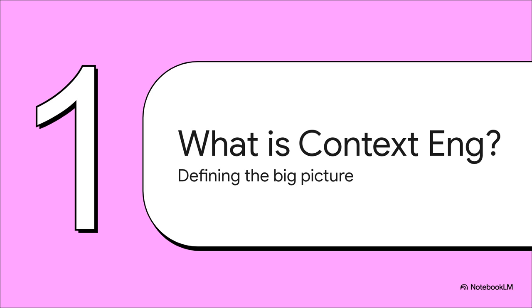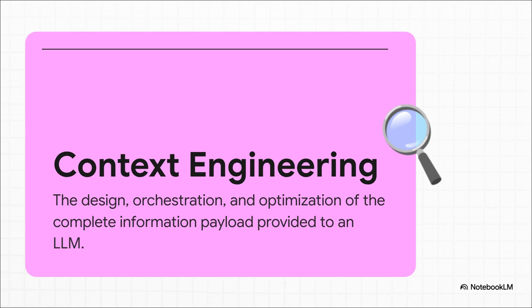All right, so let's move from that high-level idea and really nail down a solid definition. This will help us get a sense of just how big this discipline really is. Okay, here it is, the formal definition. And this is based on a survey of over 1,000 research papers. It's the design, orchestration, and optimization of the complete information payload. Now, the words that should jump out at you there are design, orchestration, and optimization. See, we're not just providing information anymore. We are actively building, managing, and refining it. It really is an engineering discipline.